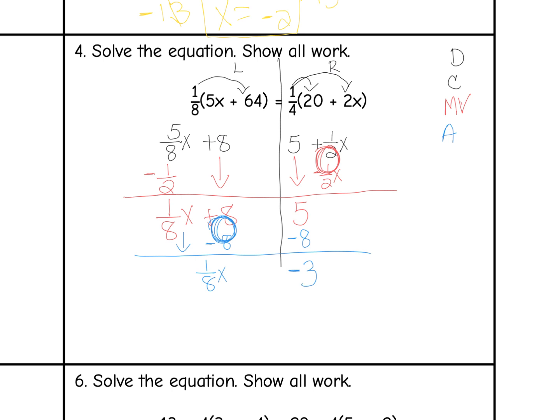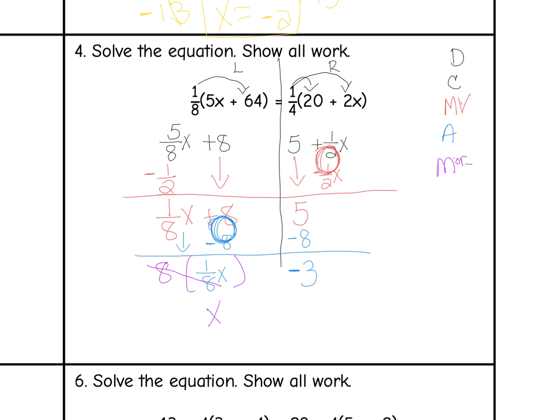My last step: I have not solved for x yet. I have solved for 1/8 x. So here is my multiply or divide. Okay. Now, how do you get rid of a fraction? Well, simple. Multiply the entire thing by the denominator. 8 times 1/8 leaves me with 1x.